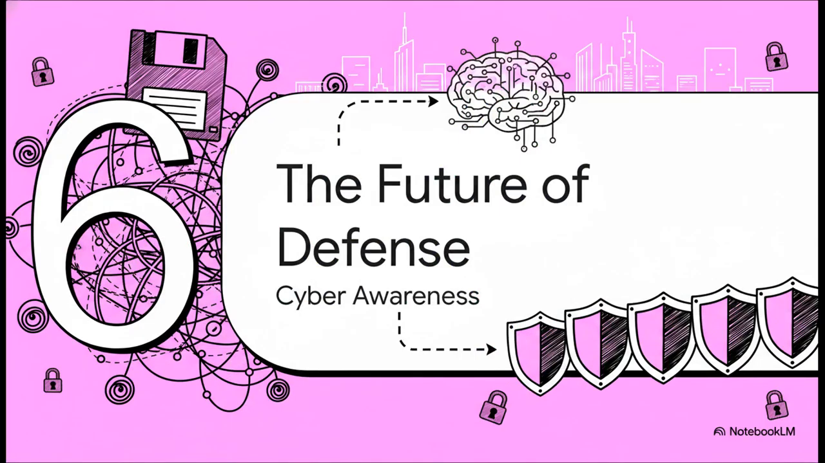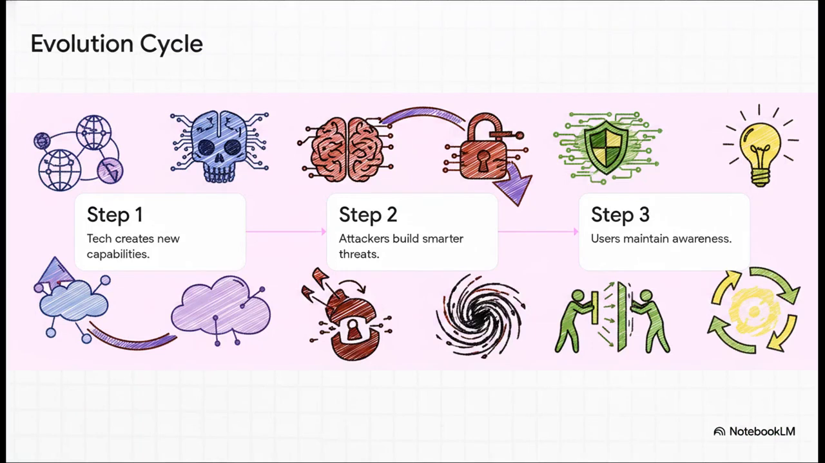Chapter 6: The Future of Defense. We've seen the threats grow from simple floppy disks to artificial intelligence, but we aren't helpless. And this brilliantly illustrates the cycle we're locked into. Look at this progression. Step 1, technology creates a brand new capability, like global networking or AI. Step 2, attackers adapt that technology to build smarter threats. But Step 3 is where we come in.